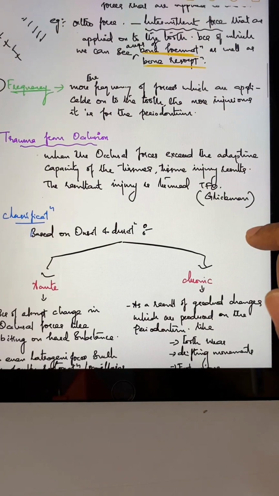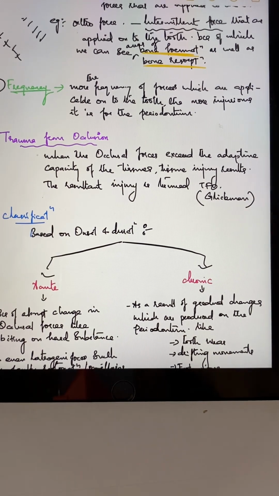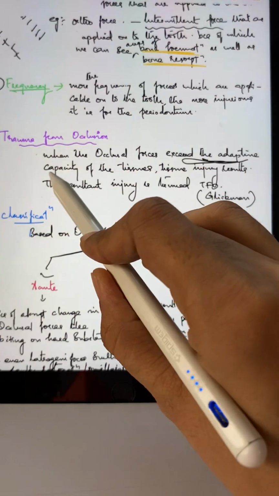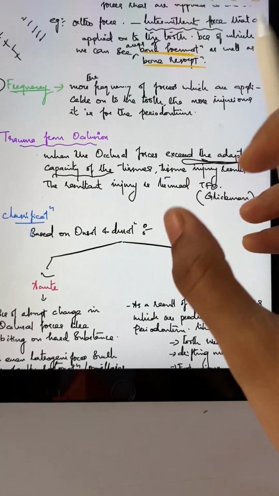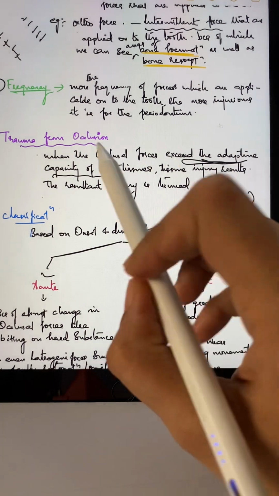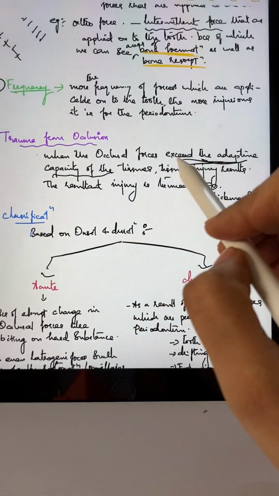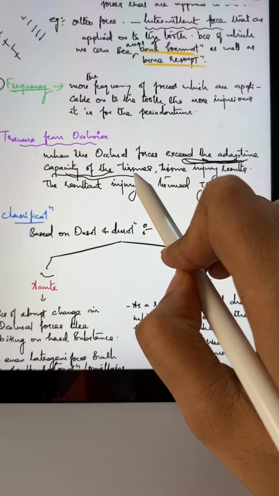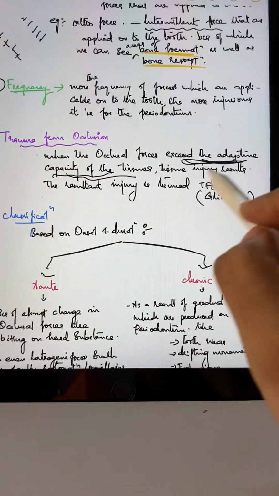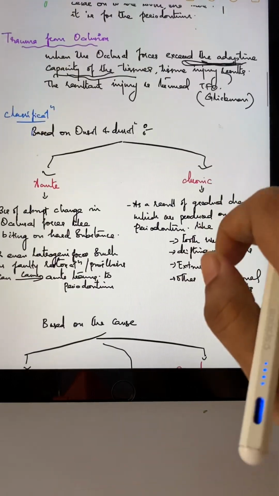Next we will see Glickman's definition of trauma from occlusion. That means when the occlusal forces exceed the adaptive capacity of the tissues, because tissue has a certain capacity to overcome these forces, but when the occlusal force exceeds the adaptive capacity of the tissues, then injury occurs, and this injury is termed trauma from occlusion or traumatic occlusion. And next is the classification.